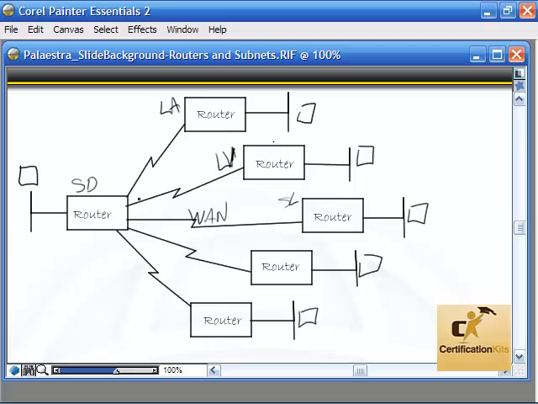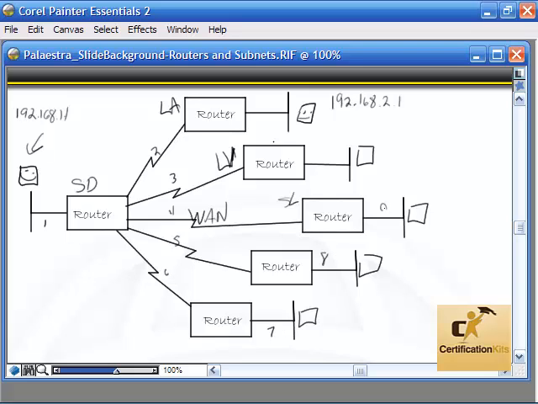Now, the importance of routing is to allow this computer right here to be able to talk to this computer over here. And how does that function? First of all, we need an appropriate IP addressing scheme. We're just going to make it real simple. 192.168.1.1 is this guy's IP, and this guy's IP is 192.168.2.1.